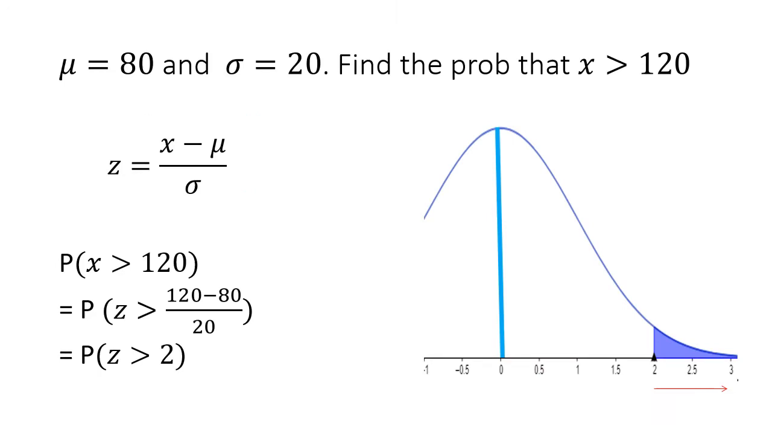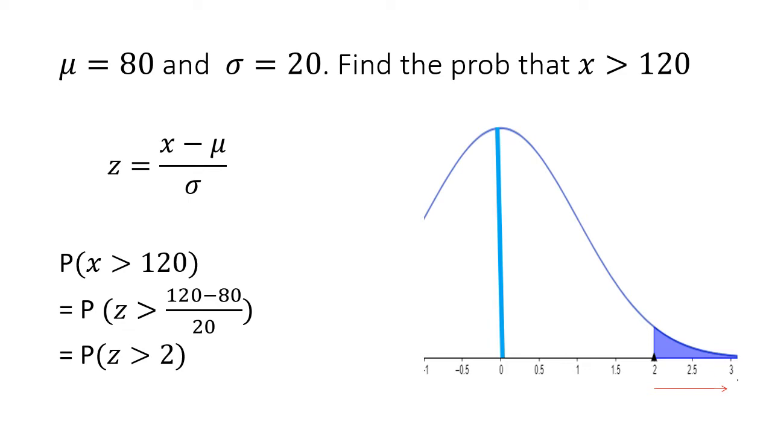Let's look at an example that is simplified. Normally, you will be given a word sum, and then you take from the word sum the conditions that you need to write down as statements for your calculation. In this case, I'm going to just give you the conditions that we have. Mu is equal to 80. Standard deviation is equal to 20. You need to find the probability that x is greater than 120.